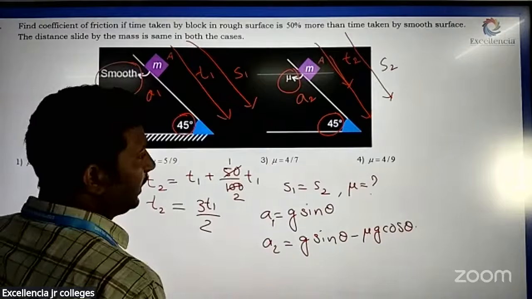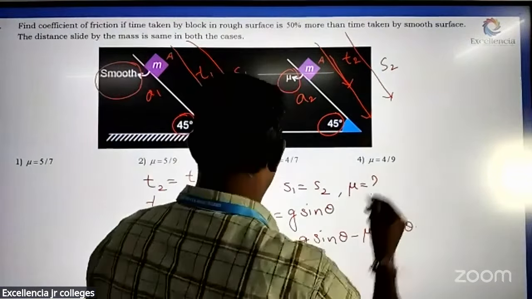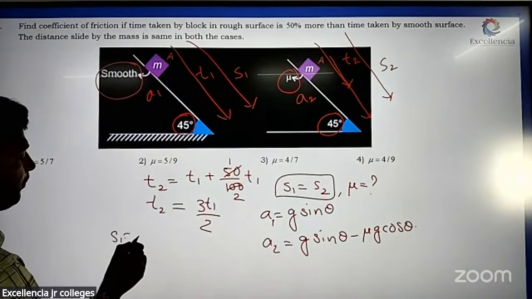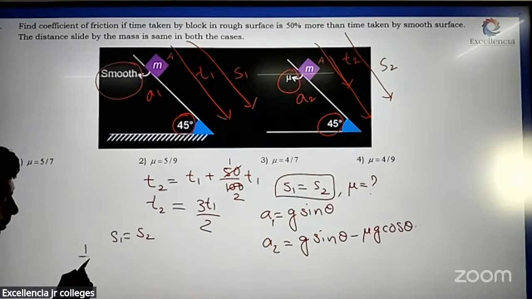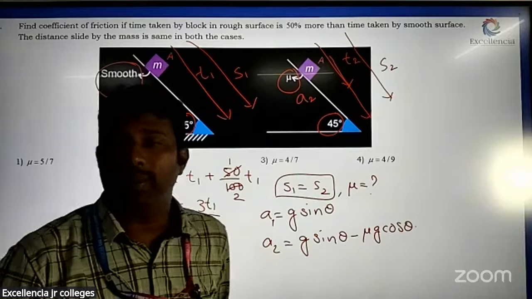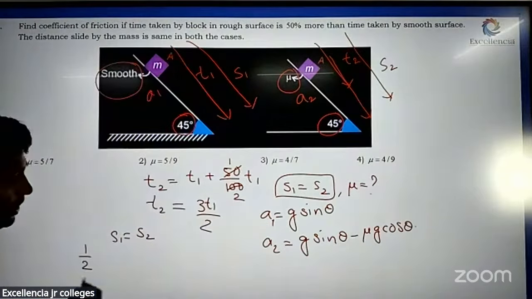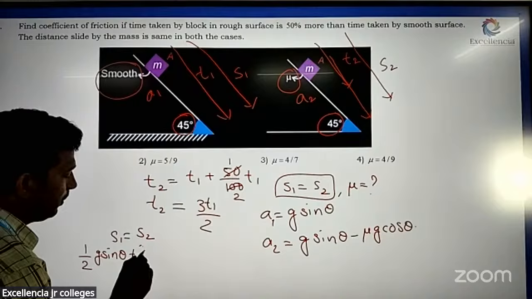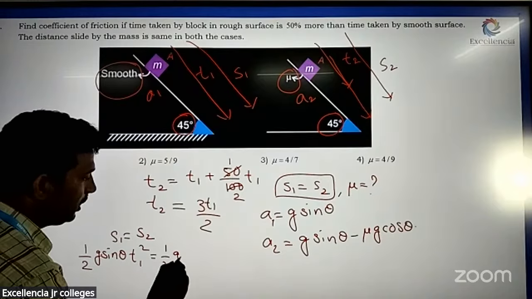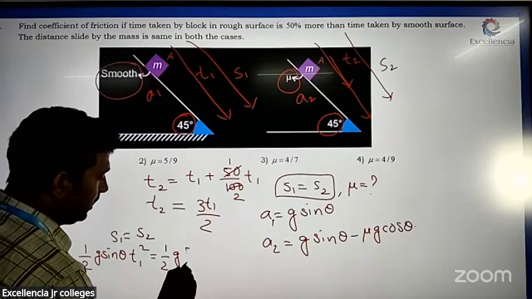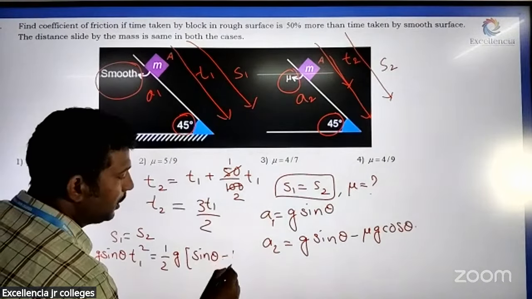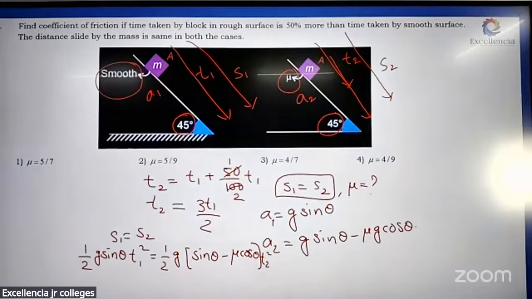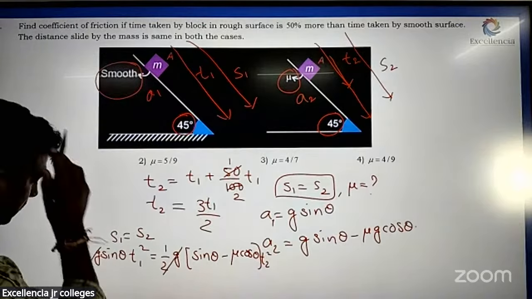Here, S1 equals S2. Directly using s equals 1 by 2 a t square, since u will be 0 in both cases, I can write 1 by 2 g sin theta into T1 square equals 1 by 2 g, taking g common, g times sin theta minus mu cos theta, into T2 square. Here g you can cancel.